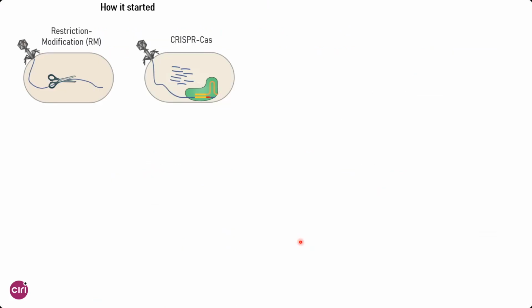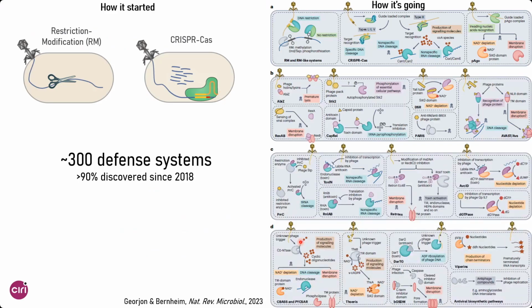Okay, so in just a few years, we went from our knowledge of restriction modification and CRISPR-Cas to a huge diversity of defense systems. Today, around 300 defense systems have been discovered, and over 90%, maybe 95% of them were discovered since 2018. So it's been a major revolution for microbiology, with lots of new insights for the field, or even for immunology in general. For example, this led to multiple new kinds of molecular mechanisms. And I just want to highlight 2 examples.